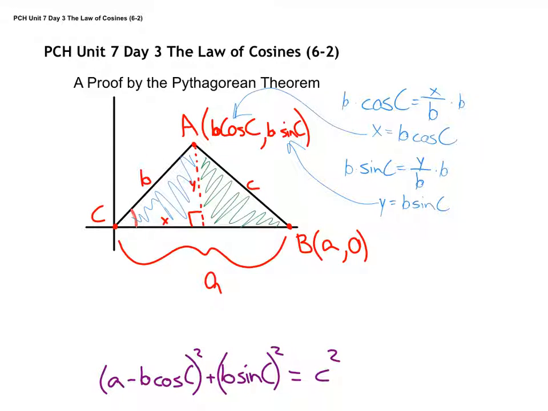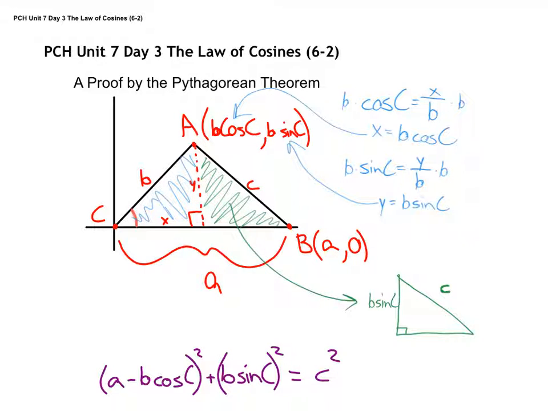Now, since I have this right triangle, if I can figure out the length of this vertical leg and I can figure out the length of this horizontal leg, then I can use the Pythagorean theorem to figure out what side C is. Well, the nice thing is we already figured out that y is B sine of C. I'm going to redraw this triangle down here. So I have B times the sine of angle C. I just redrew the right triangle down here. This is side C that we're looking for.